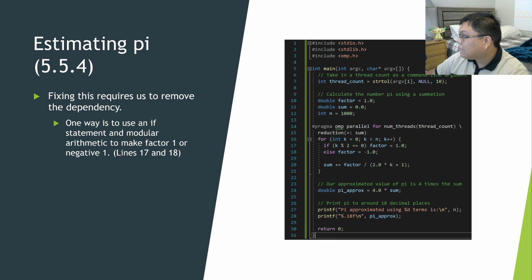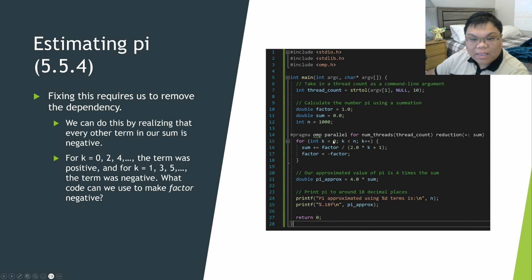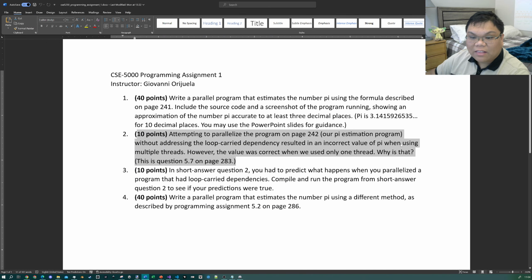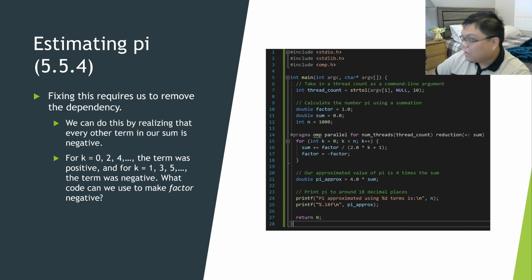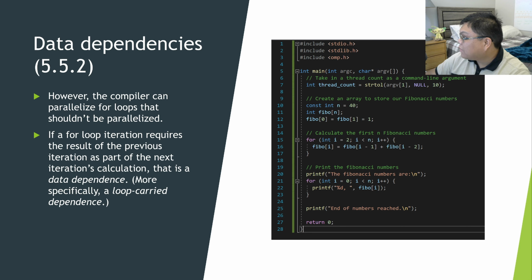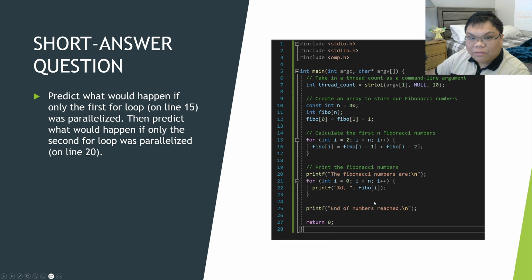So basically, if we just slapped in this parallel for directive without addressing the fact that factor is a loop carry dependency, why is it that when we had one thread, it worked, but when we had multiple threads, it didn't work? That's question 2. Question 3 has you going back to this short answer question. For question 3, I want you to write the program, compile it, run it, and see if your predictions in short answer question 2 were correct.